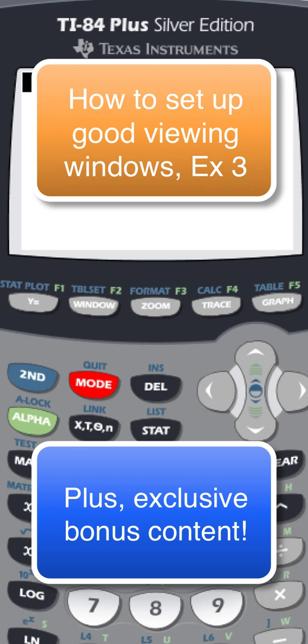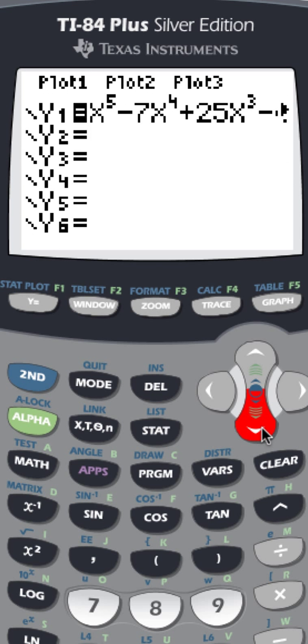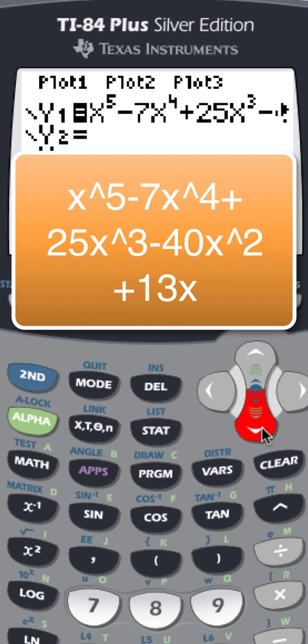Real zeros, of course. In your y equals menu, make sure there's nothing in there except for the following function. And I know part of it we can't see on the screen, so I'll type that in for you and you can see everything that's there. We're going to have x to the fifth minus 7x to the fourth plus 25x cubed minus 40x squared plus 13x. So that's the function that we're going to work with.